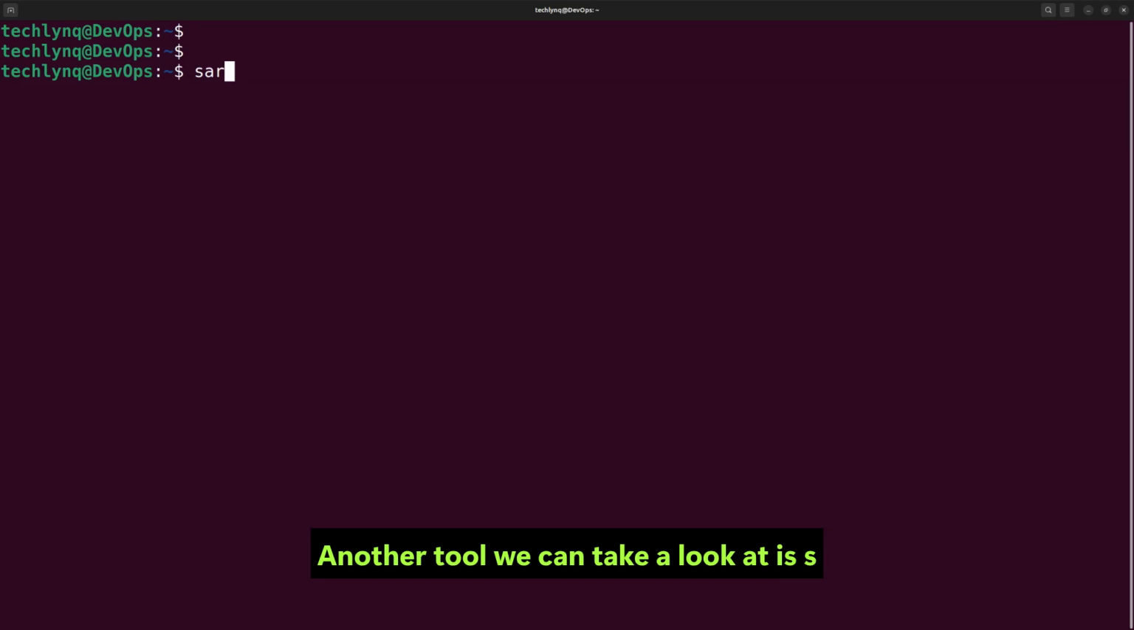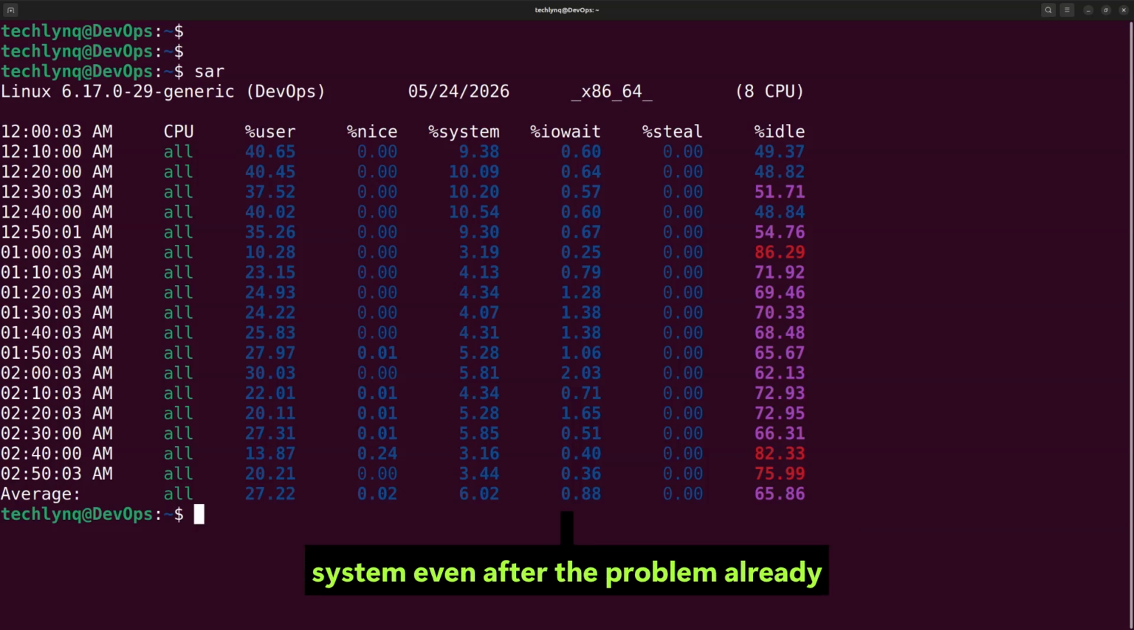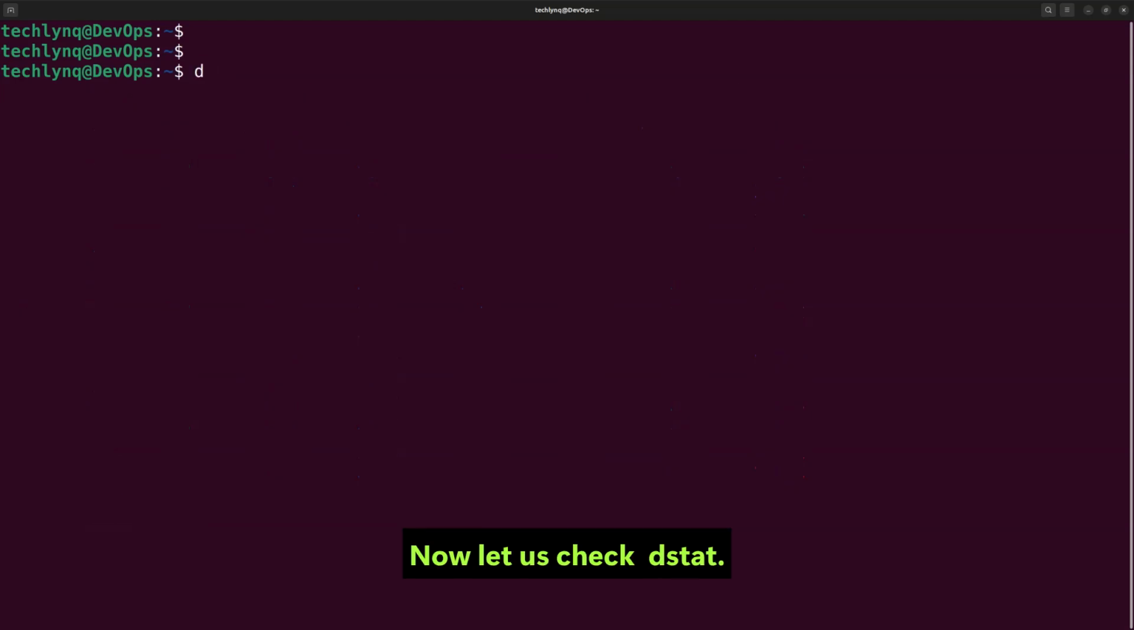Another tool we can take a look at is SAR. Again, this is actually very interesting too because this one shows what broke in your system even after the problem already happened. Now let us check dstat.